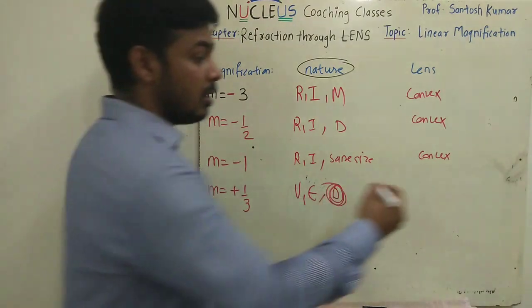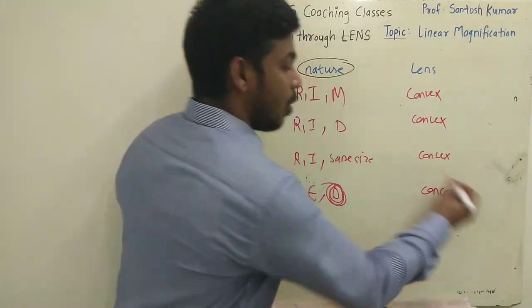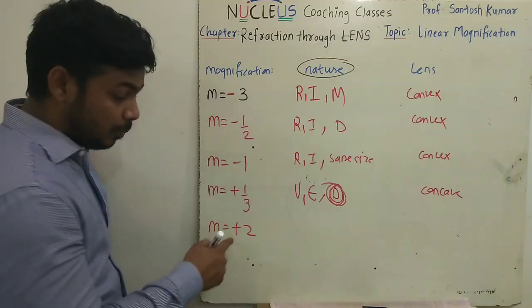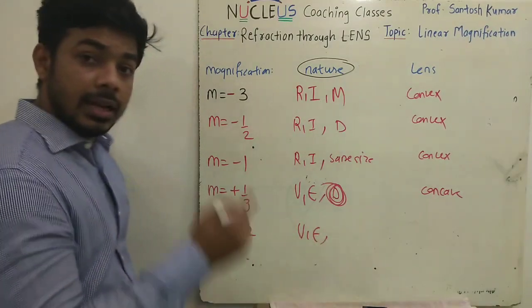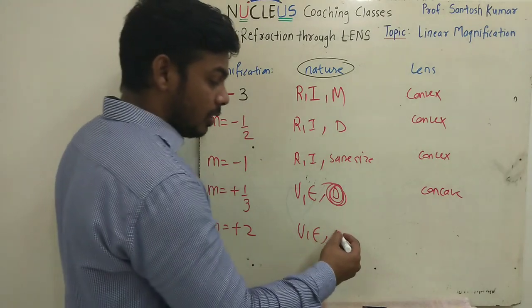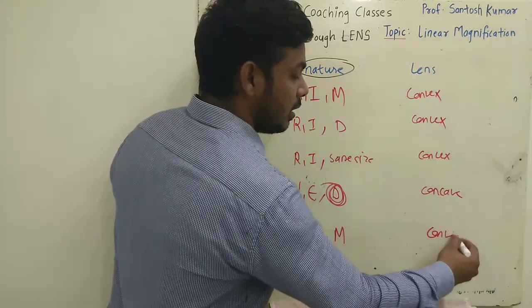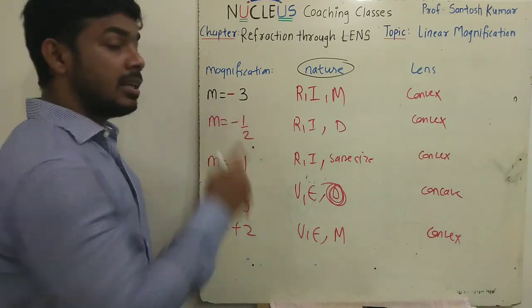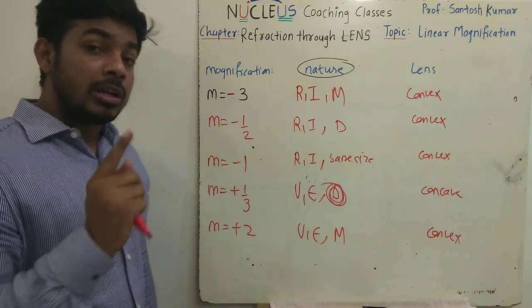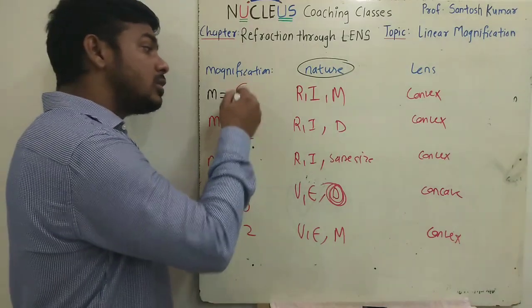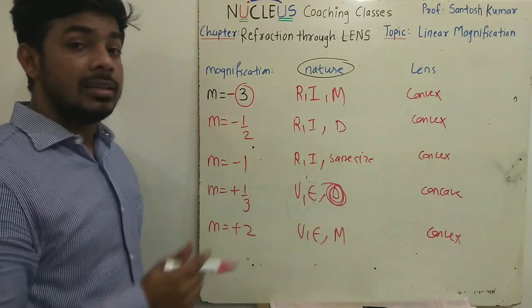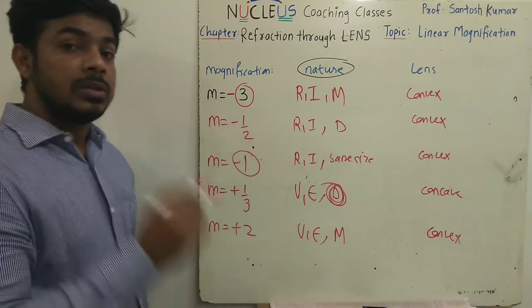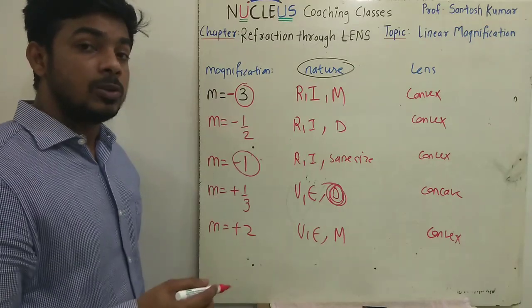A virtual diminished image is formed by a concave lens. And if I say magnification is plus 2, plus means virtual erect, 2 is greater than 1, so it is magnified. Definitely it's a convex lens. Remember, some students think that magnification is minus 3, so it is less than 1. No, if you are comparing it with 1, only use the mod M value, that means only the magnitude. And when I say magnification is minus 1, this is a case where the object is kept at 2f, and the image is obtained at 2f.